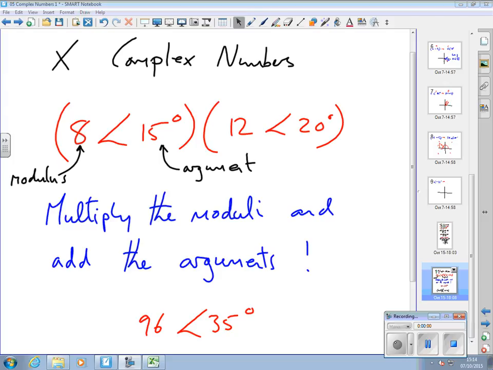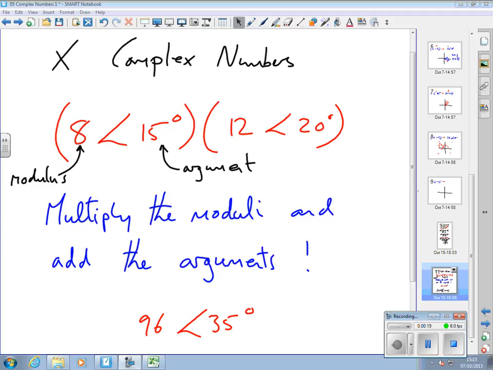Okay, multiplying complex numbers then. Last section just for today. There are two complex numbers in polar form: 8 angle 15, 12 angle 20. Note the names, argument and modulus.